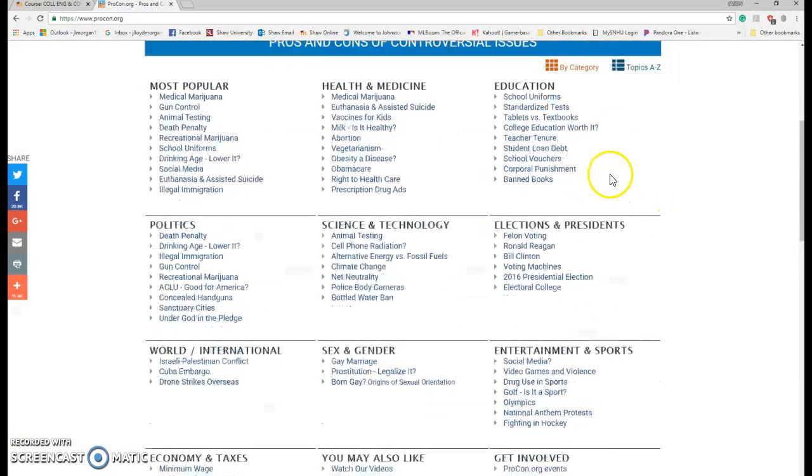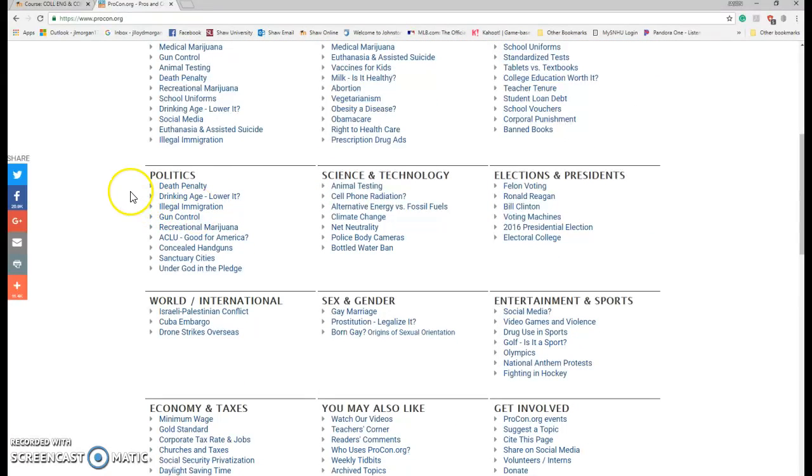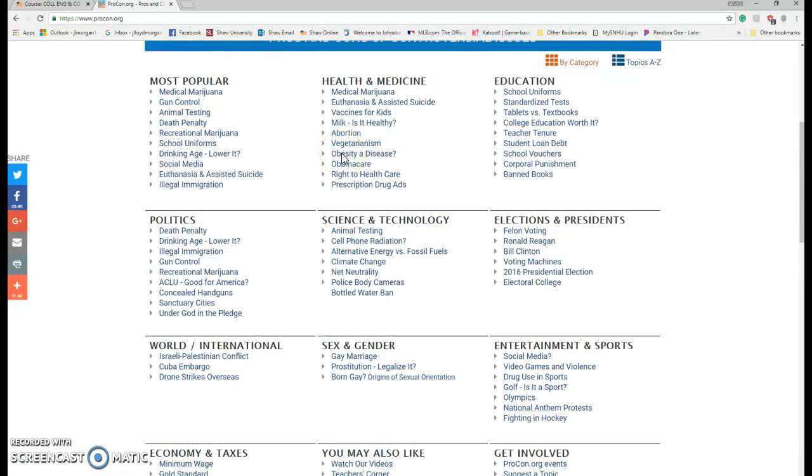So find something that's interesting to you, not necessarily what you think is going to be interesting to me as the professor, because I'm interested in a lot of things. You don't know what I'm interested in. What I want you to do is find something that's interesting to you. For example, let's say school uniforms. Let's say you are completely against school uniforms. Well, that would be the topic of your paper.